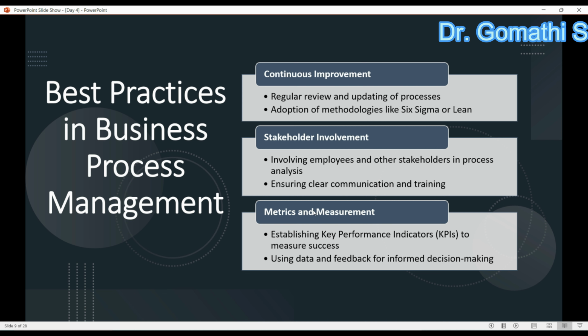Next is stakeholder involvement. Actively involve employees and other stakeholders in the process analysis and improvement initiatives. This emphasizes the need for clear communication and proper training to ensure successful implementation of changes. And finally, metrics. Metrics focus on establishing key performance indicators to measure the success and effectiveness of a process. This utilizes data and feedback for informed decision making, ensuring that process improvements are aligned with actual performance and outcomes.